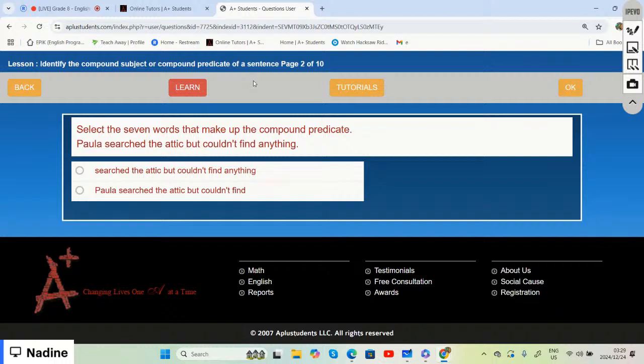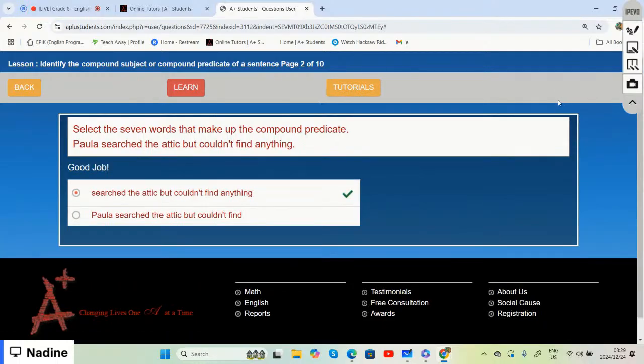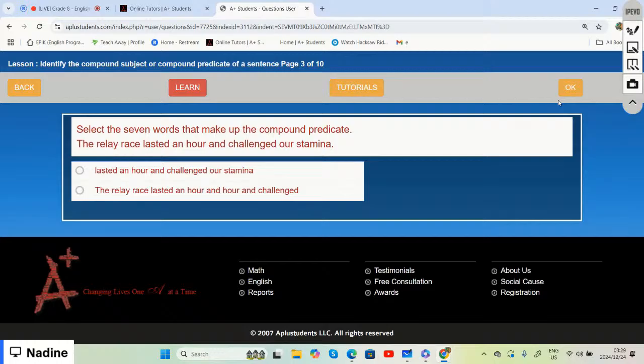And if we were to select the seven words that make up the compound predicate, then we can say option one, searched the attic but couldn't find anything. Yes, well done.